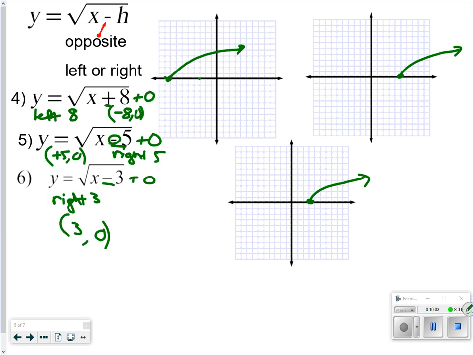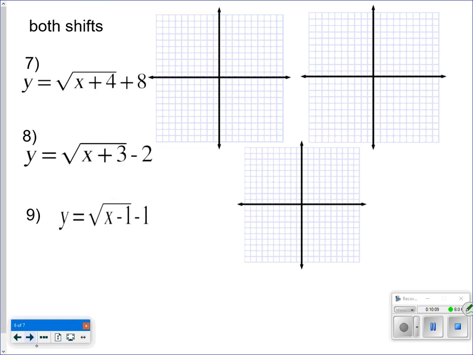So that's if you only have an h number with the x underneath the square root sign. Now in this next slide, we're going to have both shifts. So it's going to move either to the right or left, and it's also going to move up or down.